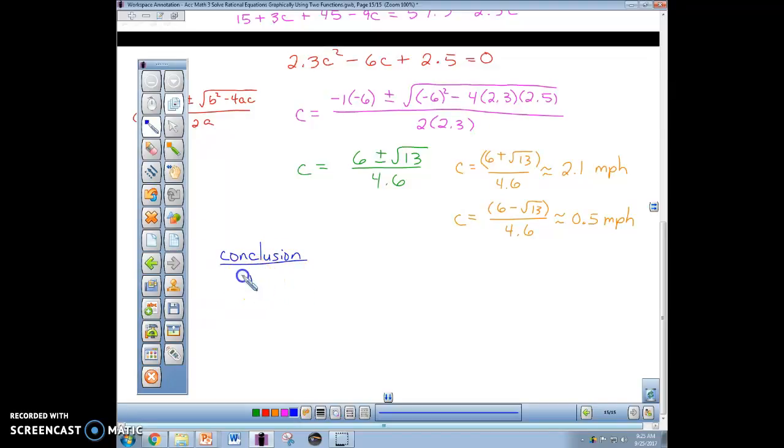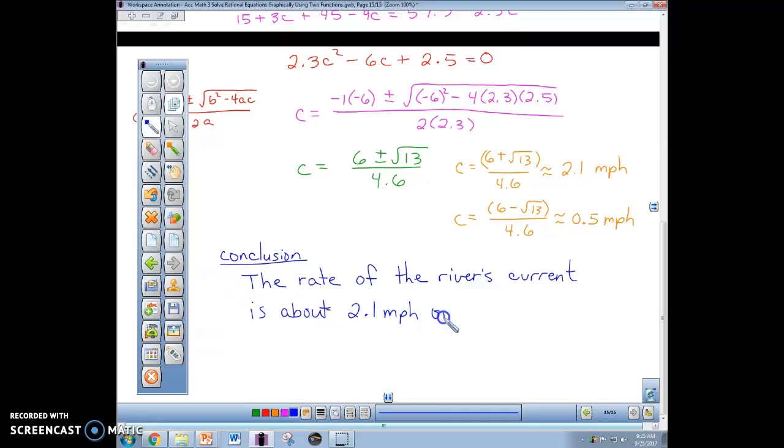So the rate of the river's current is about 2.1 miles per hour, or about 0.5 miles per hour. And it doesn't really matter in this context which one we write first.